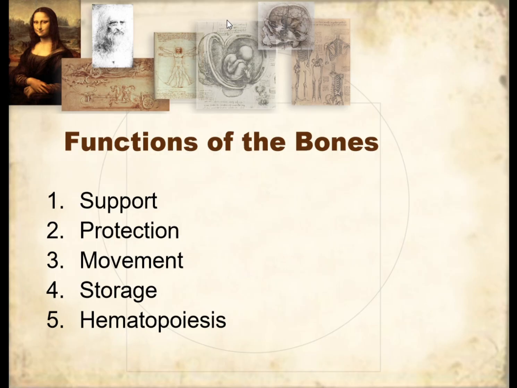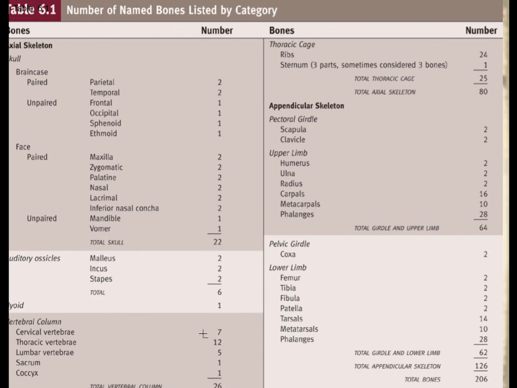First of all, the functions of the bones. What are the functions of the bone? The functions of the bones are mainly supportive function, protection function, movement, storage, and hematopoiesis. These are the 5 main functions of the bone. One is the supportive function, second is the protection function, third is movement function, fourth is storage function, and the fifth is hematopoiesis function.